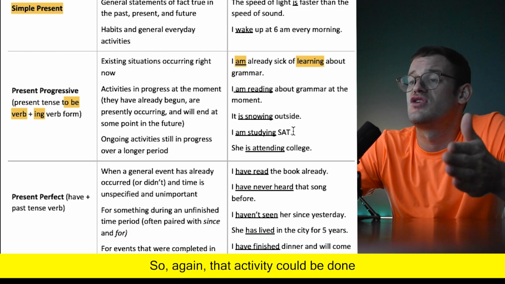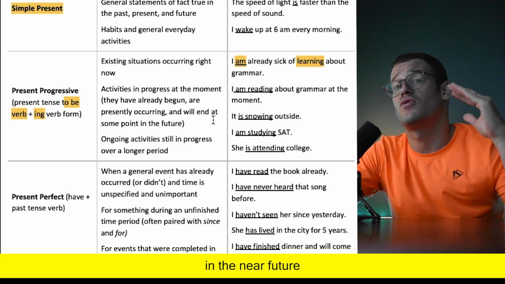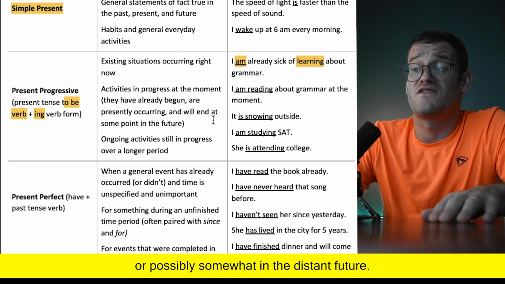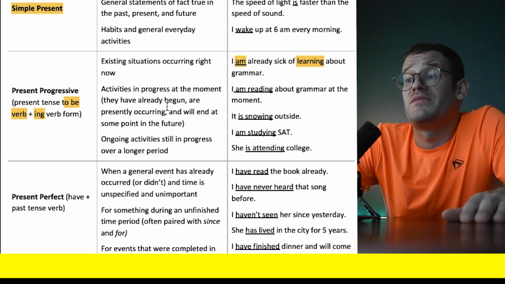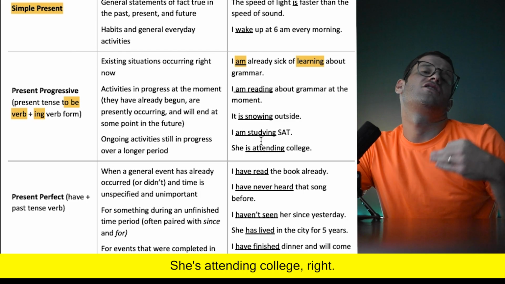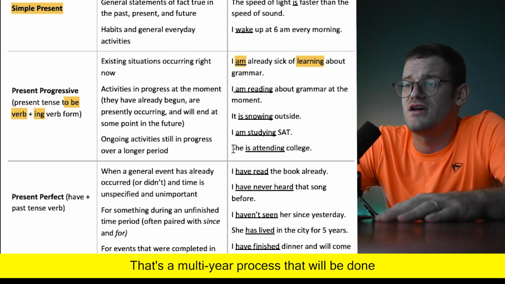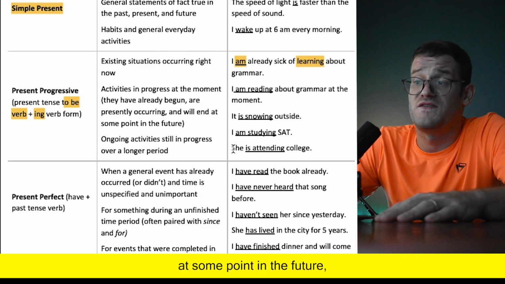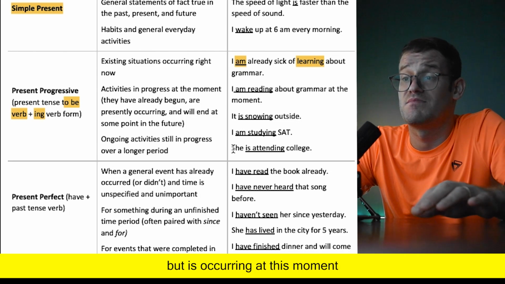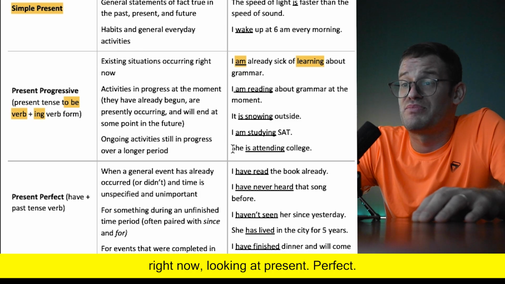So again, that activity could be done in the near future or possibly somewhat in the distant future. Another example of that, right? She's attending college, right? That's a multi-year process that will be done at some point in the future, but is occurring at this moment.